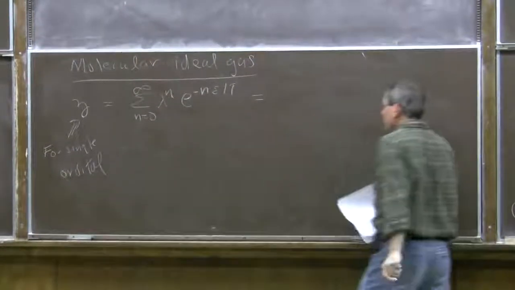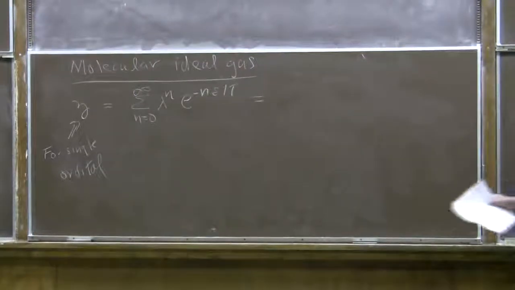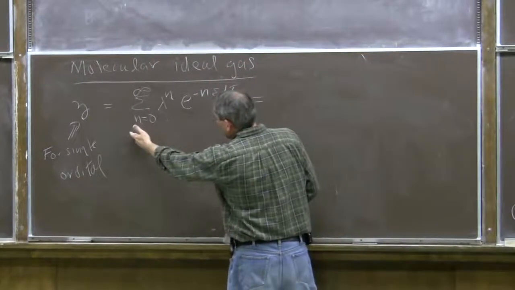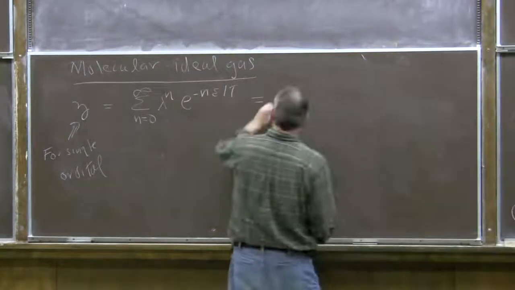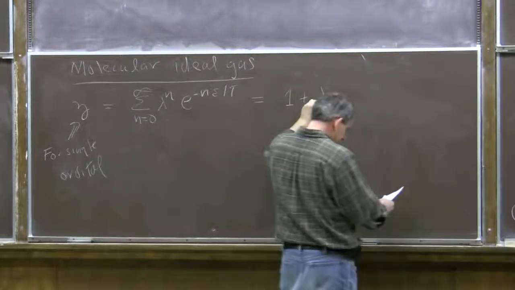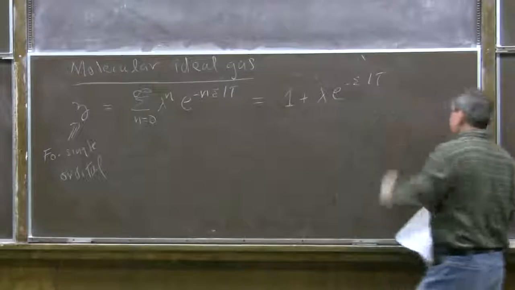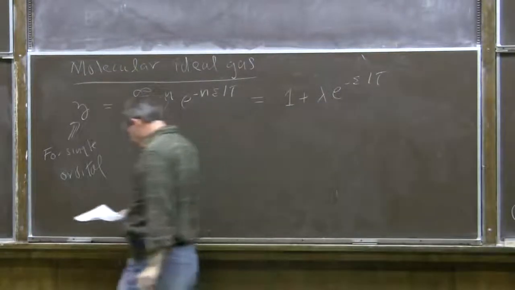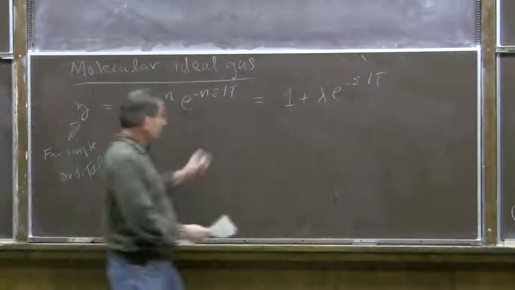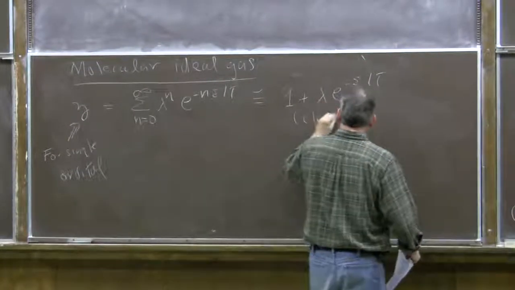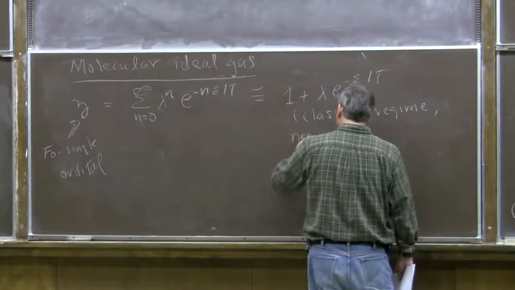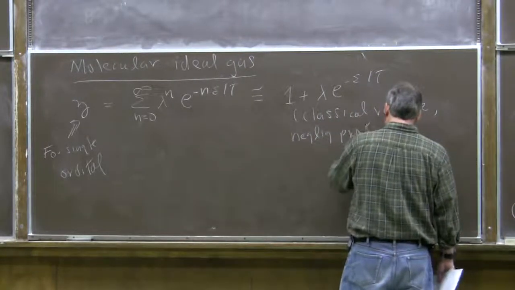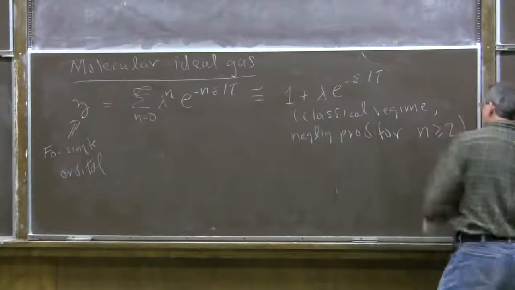Actually, it doesn't matter whether they're bosonic or fermionic, because I'm going to now make the classical approximation of assuming that the occupancy is typically 0 for most orbitals, has a small probability of 1, and a negligible probability of being 2 or more. So for either bosons or fermions, I can write it as 1 plus lambda e to the minus epsilon over tau. Now in the molecular gas, all right, approximate, so we're in the classical regime, with negligible probability for n of 2 or more.